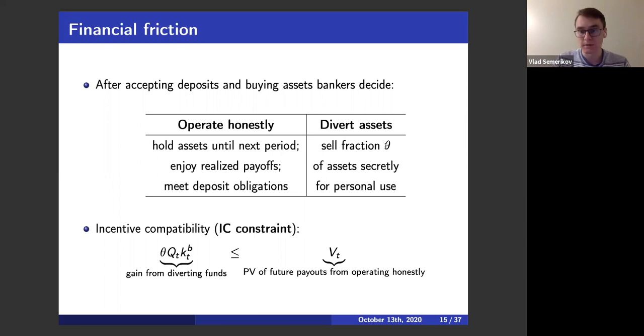And of course, if we want households to actually demand deposits, incentive compatibility should be in place. Otherwise, there will be no reason for rational households to have assets on their balance sheet. So the incentive compatibility constraint should imply that the gain from diverting assets, which is exactly the share of the assets sold secretly, should be no bigger than the present value of operating honestly, which is represented by the franchise value V_T, which I talked about just a couple of slides ago. So here's the incentive compatibility constraint on the contract between households and bankers.